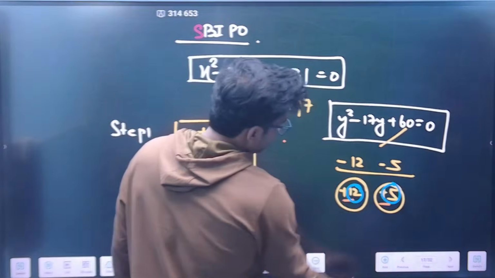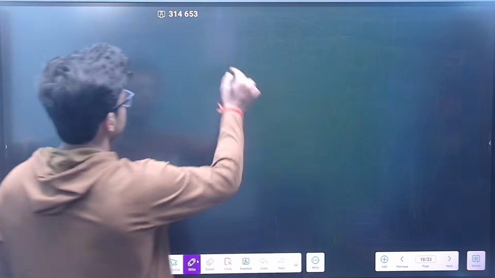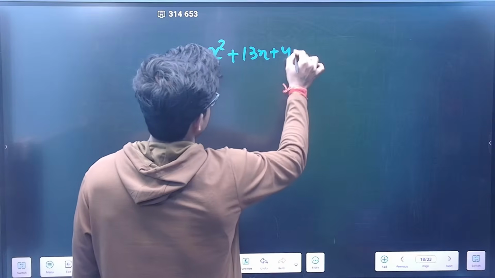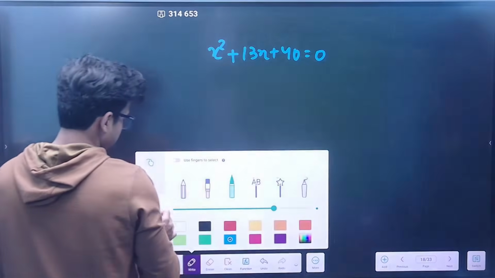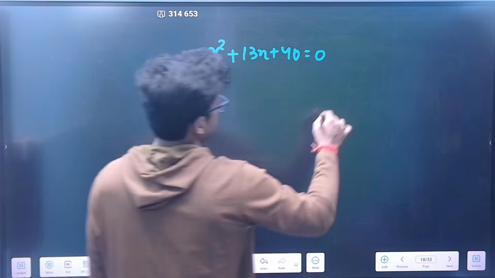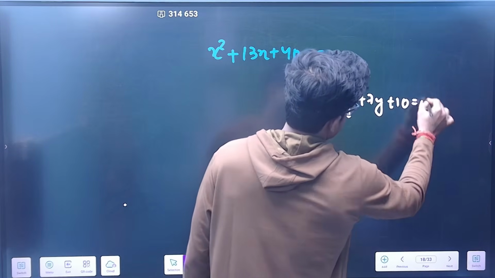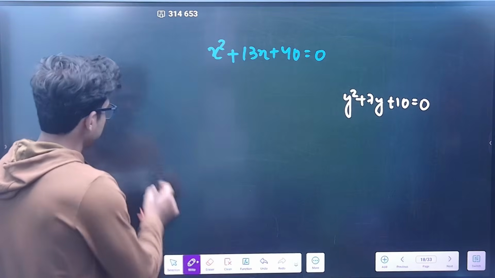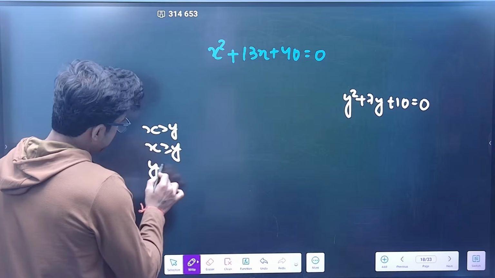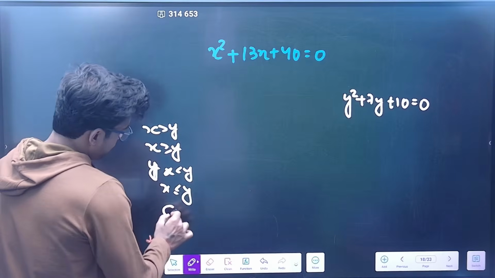Let me give you one more problem. I'll give you the sheet today also, okay? x square plus 13x plus 40 is equal to 0. And the second equation is y square plus 7y plus 10 equals 0. Come on, solve. Options: x is greater than y, x is equal to y, x is less than y, and fourth is no relation, C and D.